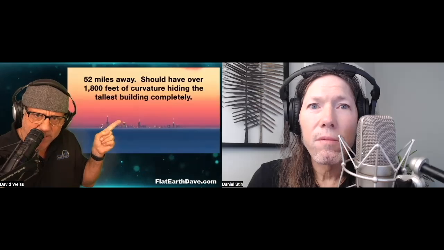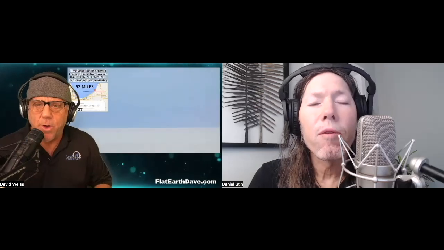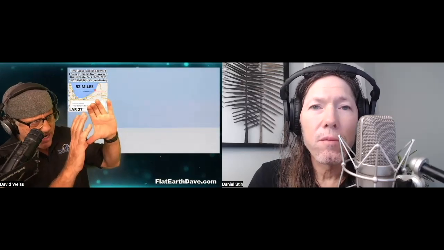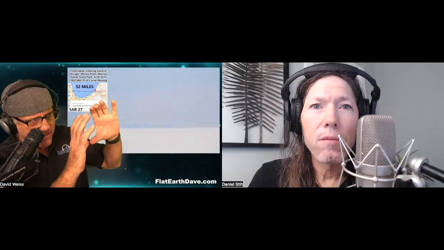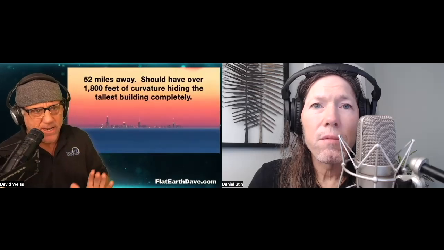Now, the top of this tower, the very top, should be hidden. So what we also did is on a clear day, our guys went down there on boats, put the Chicago in their lens, and then drove 50 miles across the lake on a boat and kept it there the whole time. If it was a mirage, it would disappear at some point, but it never disappeared.